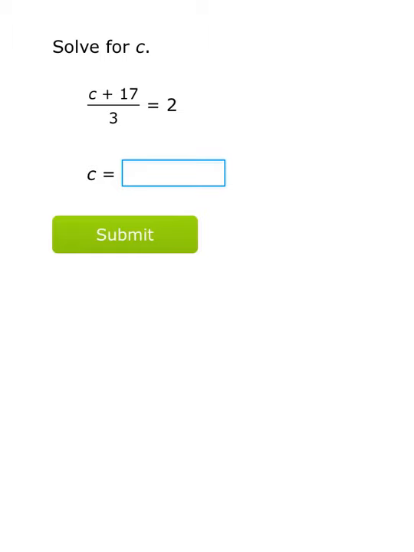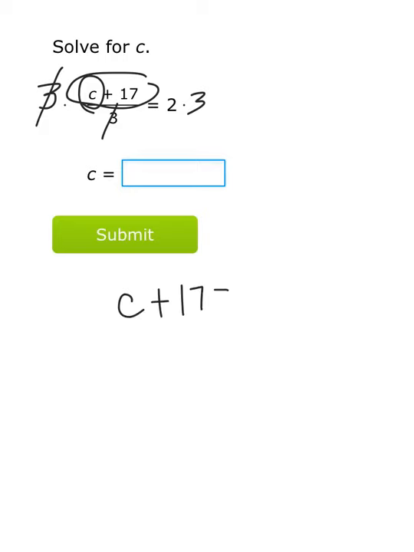Okay, this is another one where I have a number in my denominator. And this time I'm solving for c. So before I can add or subtract anything, I need to get rid of this denominator. I am dividing all of this by 3. So I know the inverse of dividing by 3 would be to multiply by 3. So I'm going to multiply each side by 3. So when I do that, it leaves me with c plus 17 equals 2 times 3, which is 6.